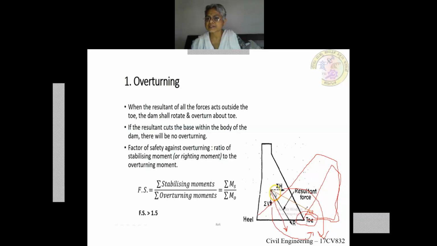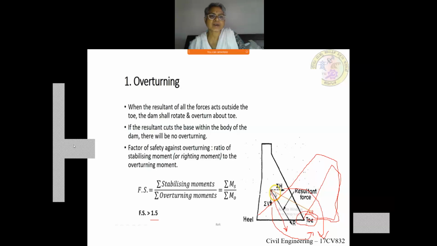But if it passes away from the toe like this, that is outside the dam section, then there will be overturning. So there is a factor of safety against overturning. The ratio of stabilizing moment divided by overturning moment, this value should be greater than 1.5, then there will be no overturning. So how do we get this sigma Ms?